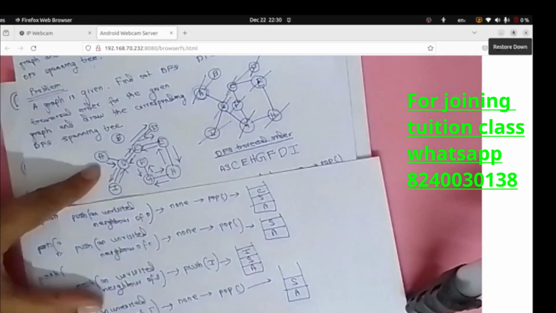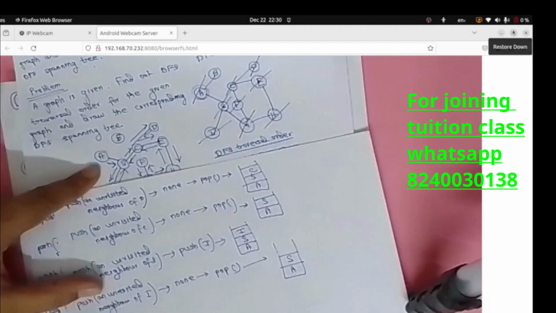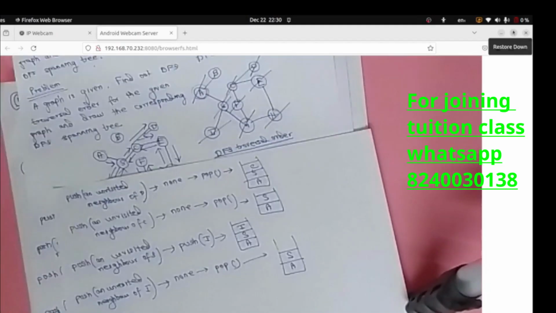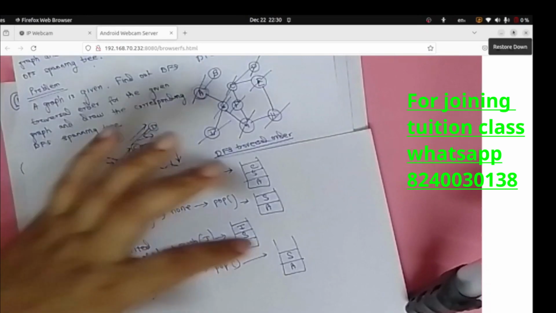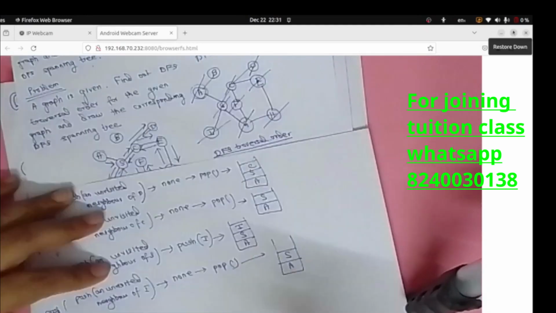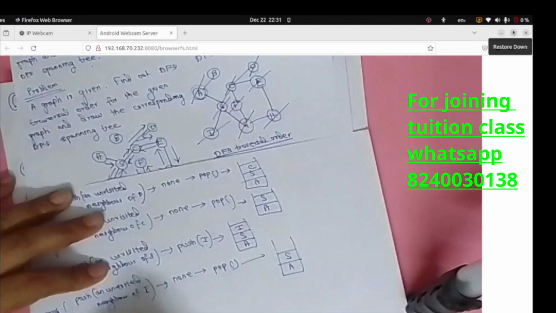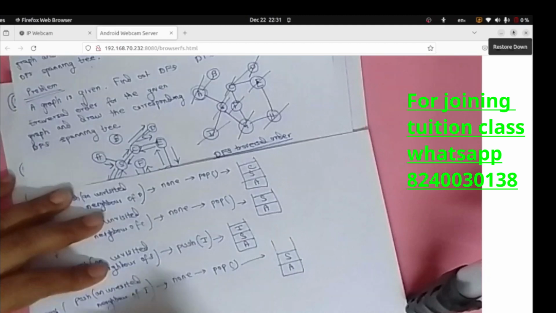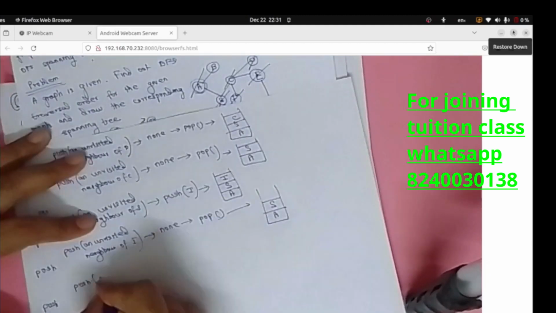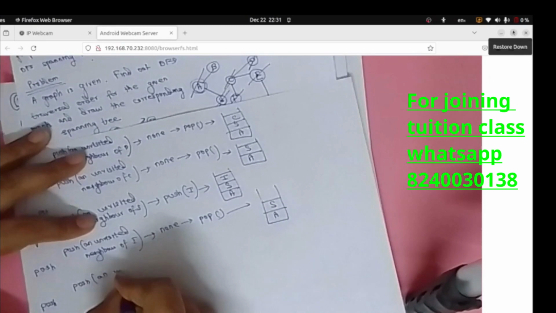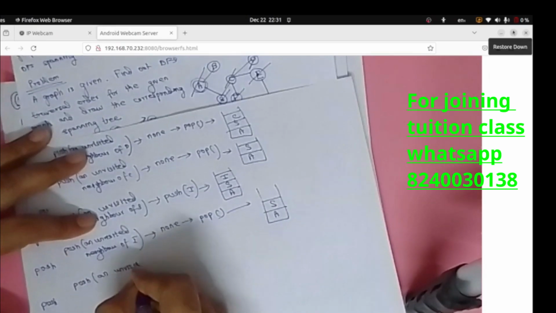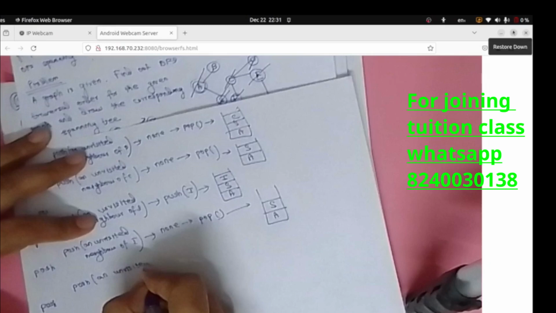Okay. Now the push operation will be related to this topmost element S. So there will be push unvisited neighbor of S.